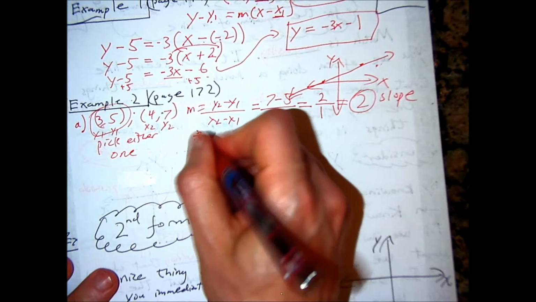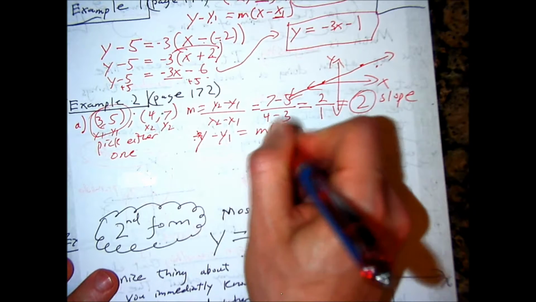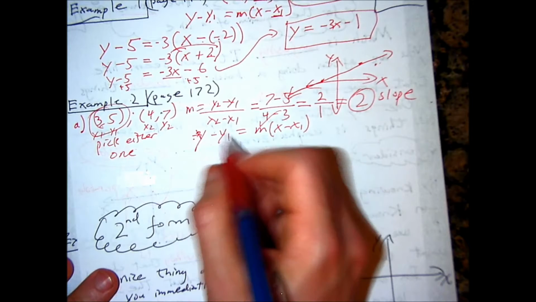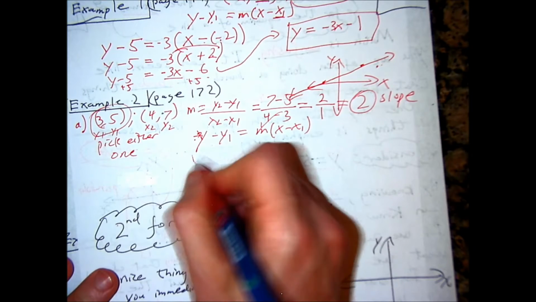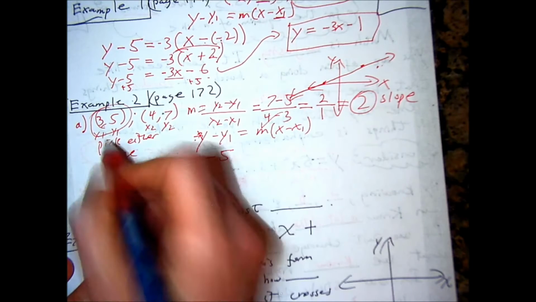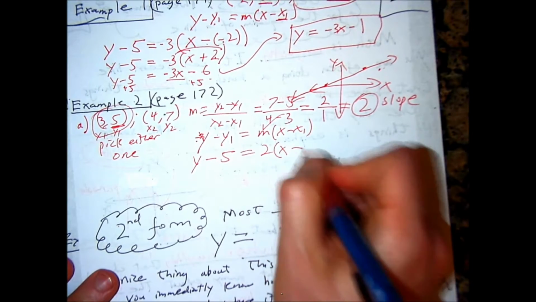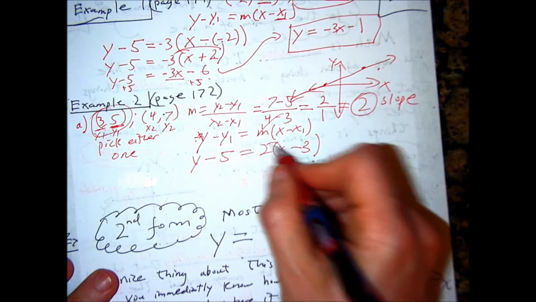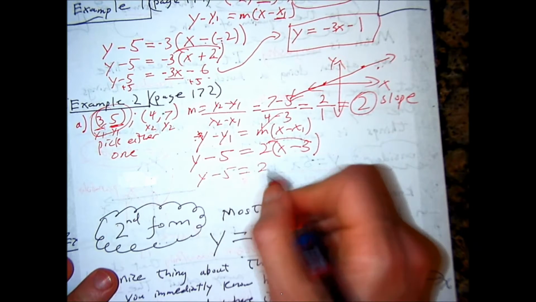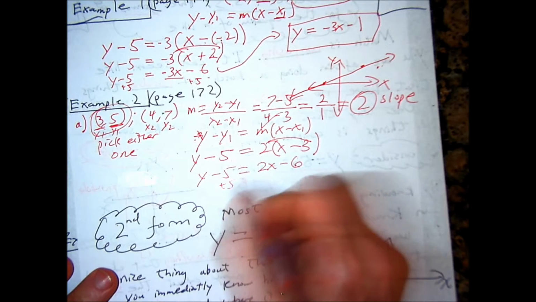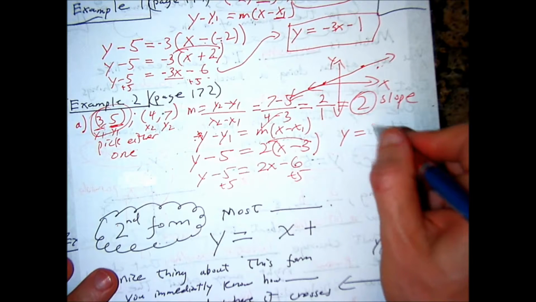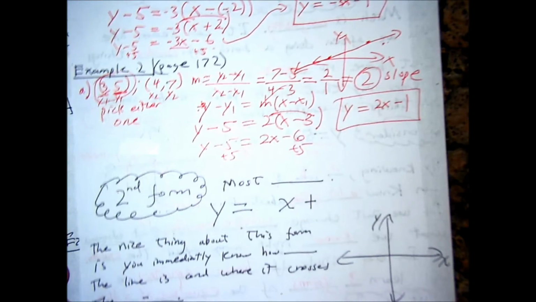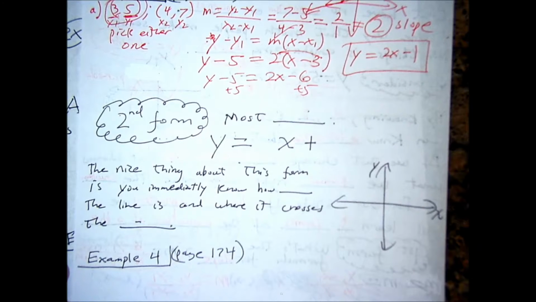So now we write our formula. y minus y1 is equal to m times x minus x1. And just fill it in. We know m, and we know these because we picked this point. So y minus 5, that's my y1, is equal to 2 times x minus 3. Okay? Again, distribute the 2 first. So we have y minus 5 is equal to 2x minus 6. And then add 5 to both sides. So we get y is equal to 2x minus 1. And put a little box around it so I know that's your answer. Okay, so that's the point slope form.